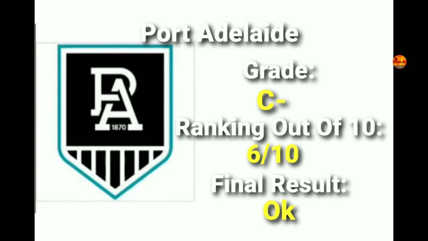Alright, now on to Port Adelaide. Grade C-, ranking out of 10, 6 out of 10, final result okay. Now, they may have made the biggest steal of the trade period, landing Jeremy Finlayson, but to do so, they had to give up Peter Ladhams, which they were happy to do. But are they going to regret that now? Because Peter Ladhams, I actually reckon, is a pretty good player. So what happened there is they gave Ladhams and 16 to the Swans, and they got 12 in return. So they're working their way up the first rounds.